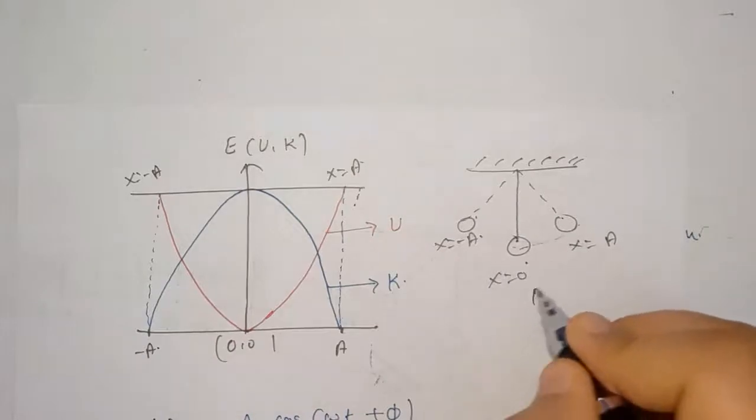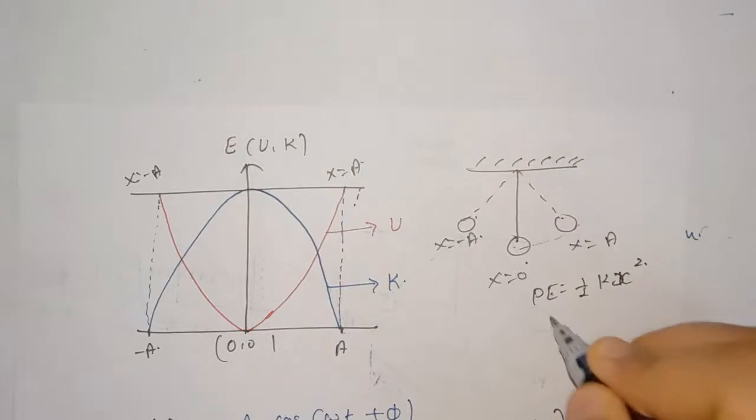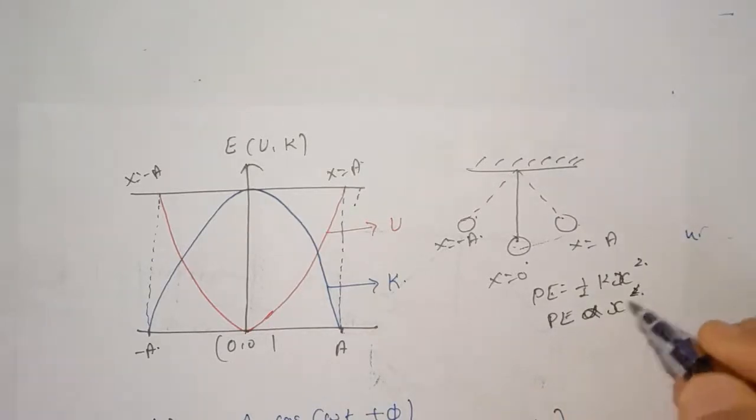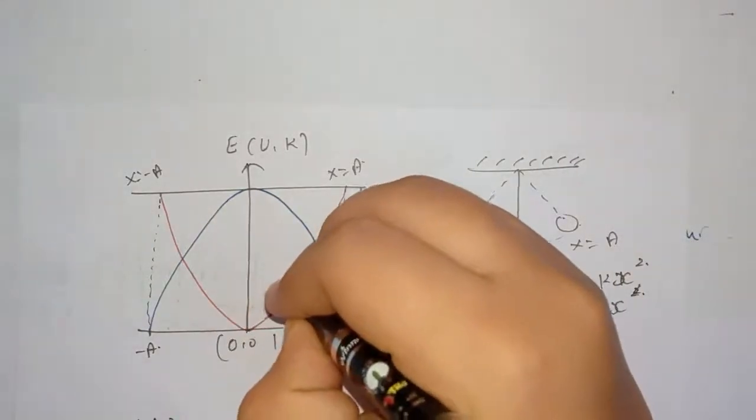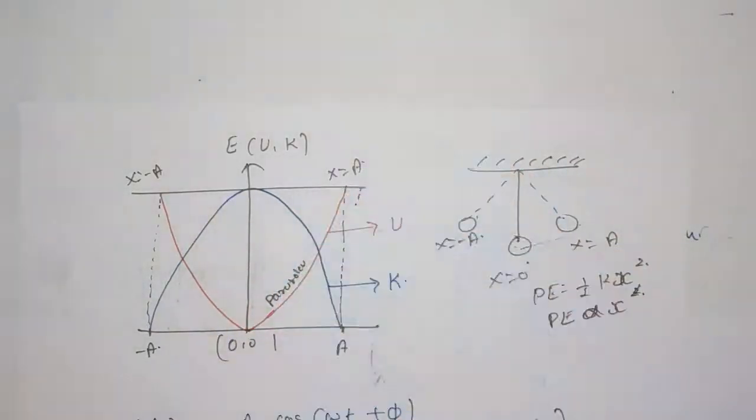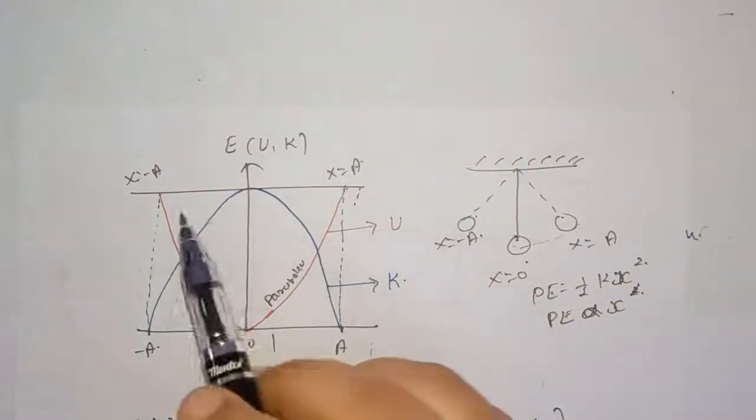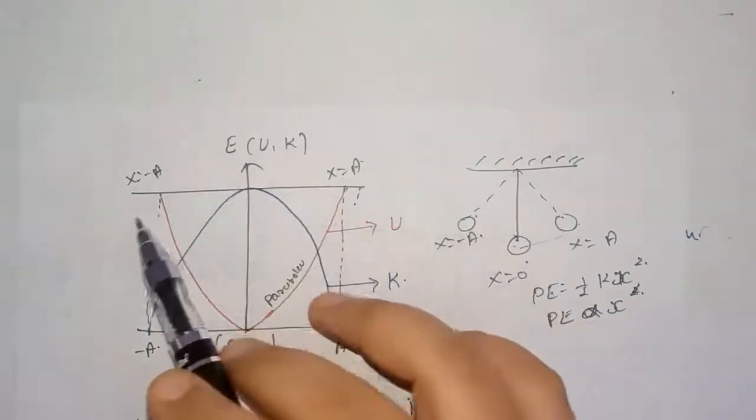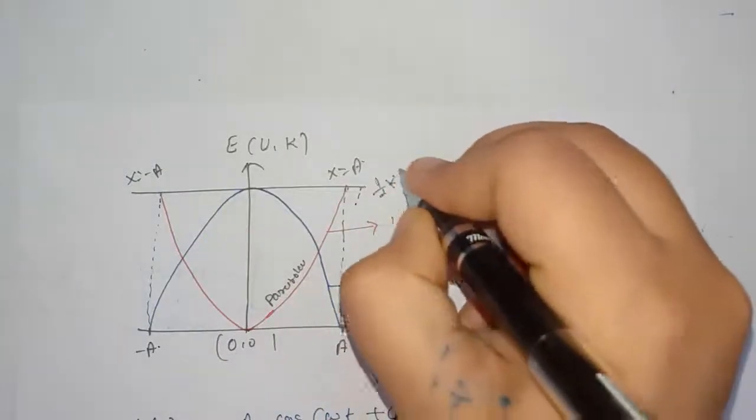The potential energy is given by half k x square. So we can say potential energy is directly proportional to x square. That's why the graph will be a parabola. At the extreme positions, x equals a and x equals minus a, the potential energy will have its maximum value, and that maximum value will be half k a square.